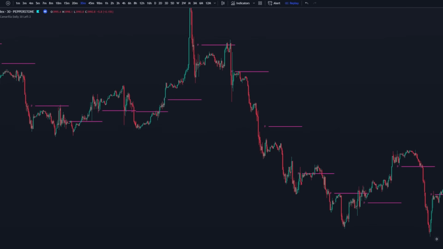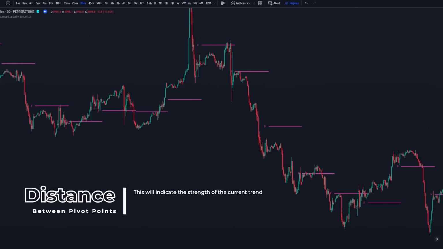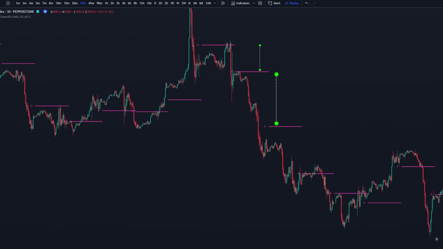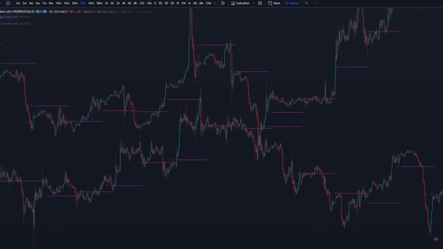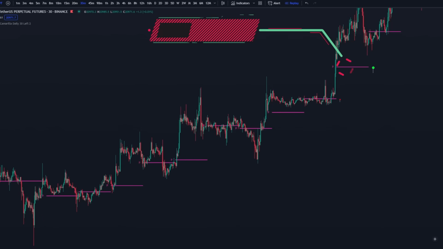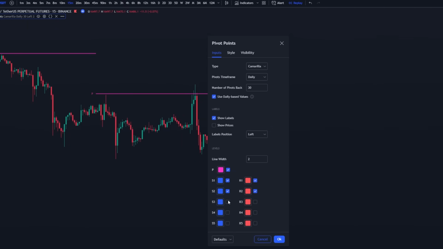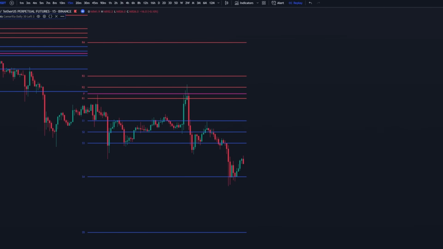Next, examine the distance between the pivot points. Is it expanding or contracting? This will provide insight into the strength of the current trend. When the distance between pivot points widens, it suggests that the trend is gaining momentum. Conversely, a decrease in the distance between pivot points suggests that the trend is losing steam. However, this does not necessarily imply a reversal, as it could simply indicate a period of consolidation before the next move. Now, let's bring in the other lines and note how they can aid in your analysis.